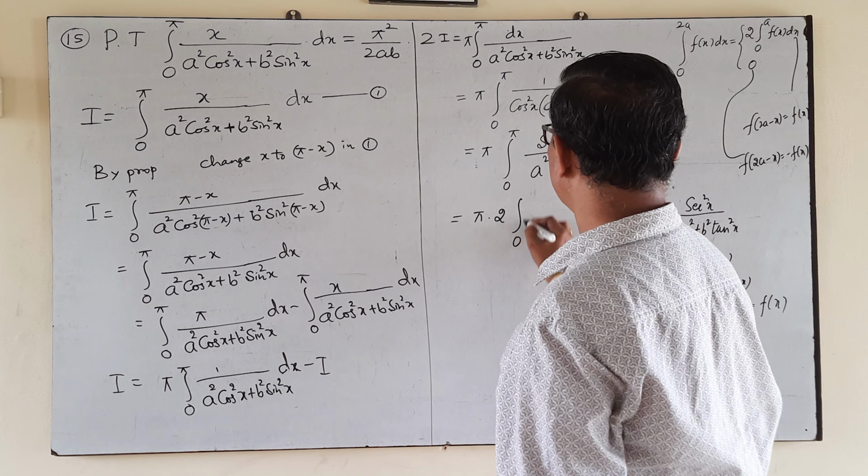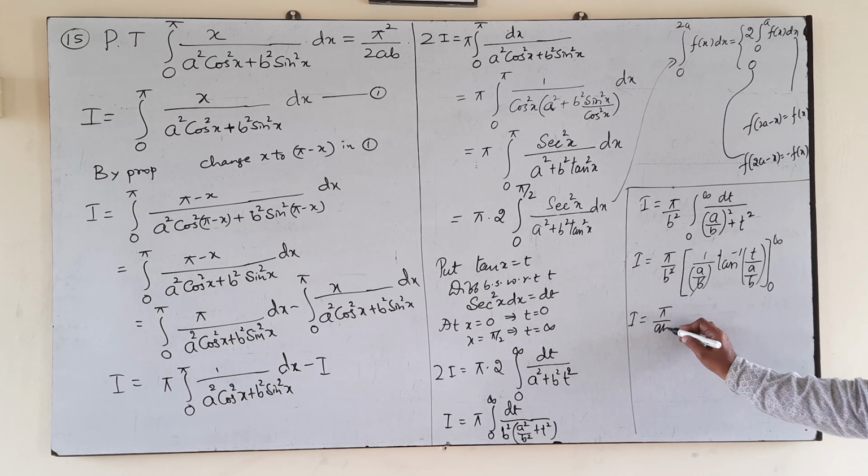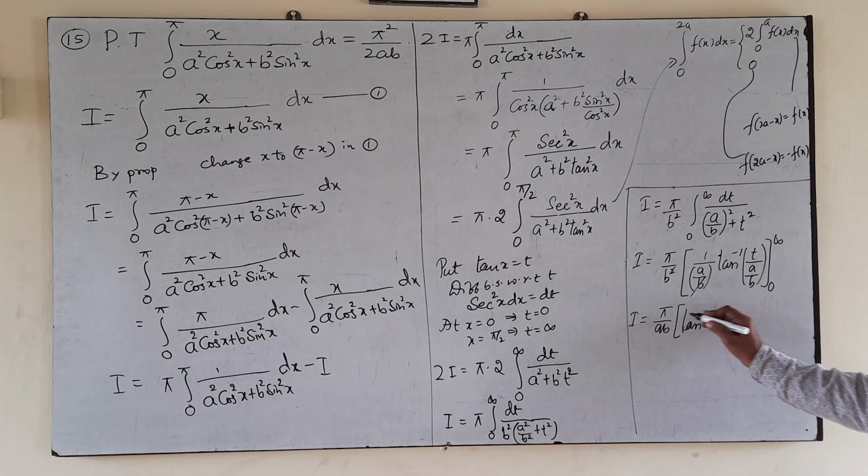You know that using standard results, there are 6 important results. It is in the form dx by capital A square plus x square. Result number 1, its integral value is 1 by capital A into tan inverse of t by capital A. Capital A value is a by b. Between the limits 0 to infinity, b cancels. I is equal to pi divided by ab, tan inverse of, that b goes to the numerator, bt divided by a, between the limits 0 to infinity.